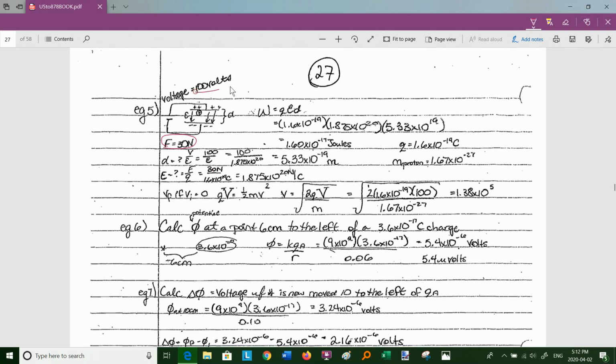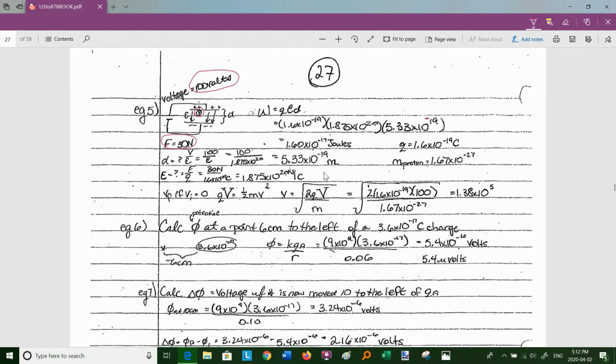Okay, so I'm given, the stuff I'm circling here is what I'm given. So now I can go and take the work as Q, 1.6 by 10 to the minus 19 coulombs times the electric field, which I calculated, 1.875 by 10 to the 20th newtons per coulomb, times the distance between the plates. Now, how am I going to get that? Well, I got the electric field, so it's 5.33 by 10 to the minus 19. Put a negative sign there.